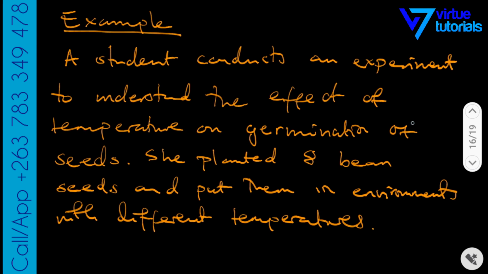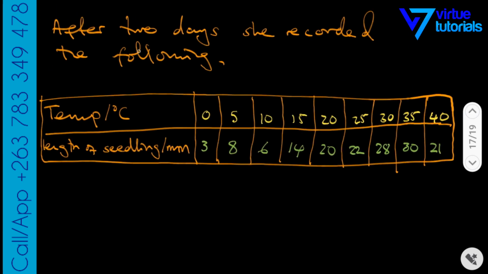Now, let's have an example here. A student conducts an experiment to understand the effect of temperature on the germination of seeds. She planted 8 bean seeds and put them in environments with different temperatures. After 2 days, she recorded the following. So here are the temperatures for the bean seed.